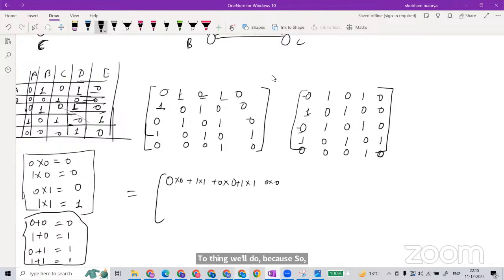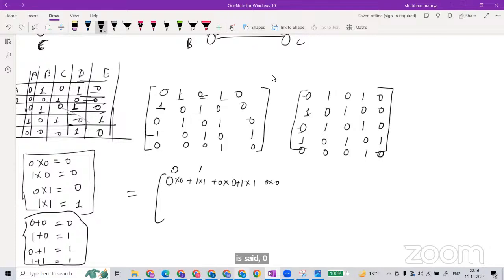How can you remember this? See, anywhere a 0 times 1 is there, then it is 0. Only if 1 times 1 is there, then it is 1. And in addition, if there is a 1, then the result is 1. Only 0 plus 0 is 0. This way, you can remember.